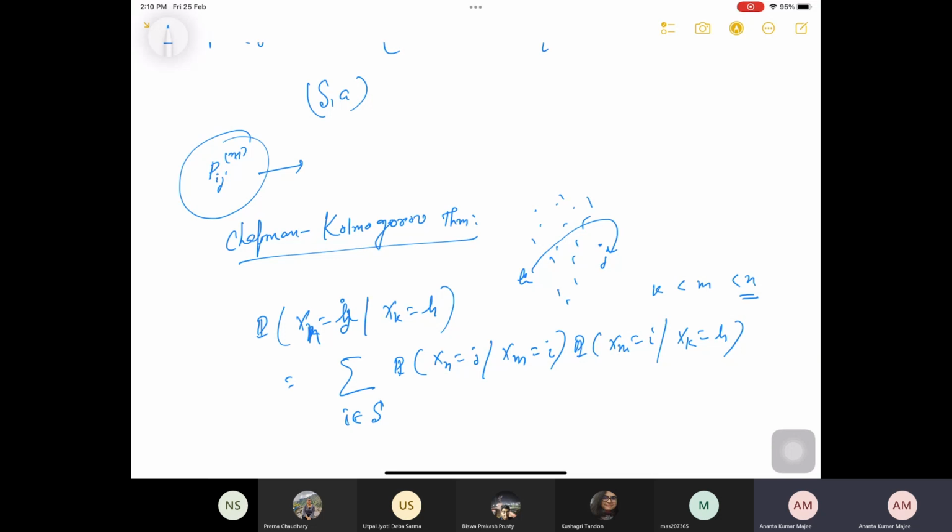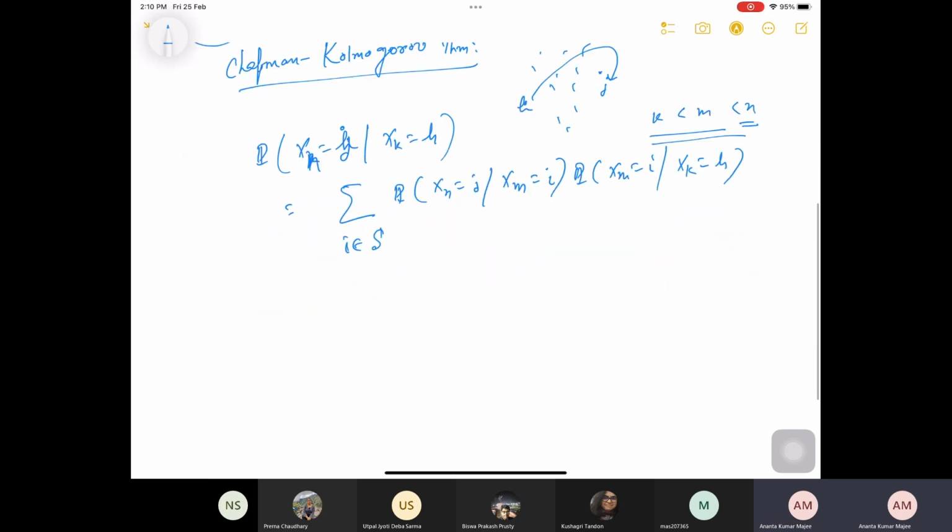Let us prove it. The important thing is that k is less than m is less than n. How to prove it? This is simple. Already we know the properties of a Markov chain, that the product thing we can write down, the summations over the probability of corresponding things. So I can start with something like that.